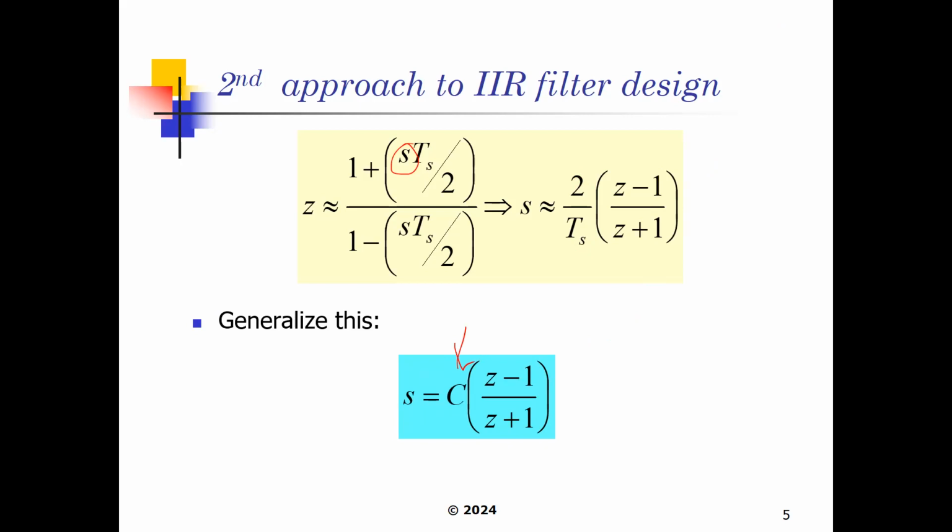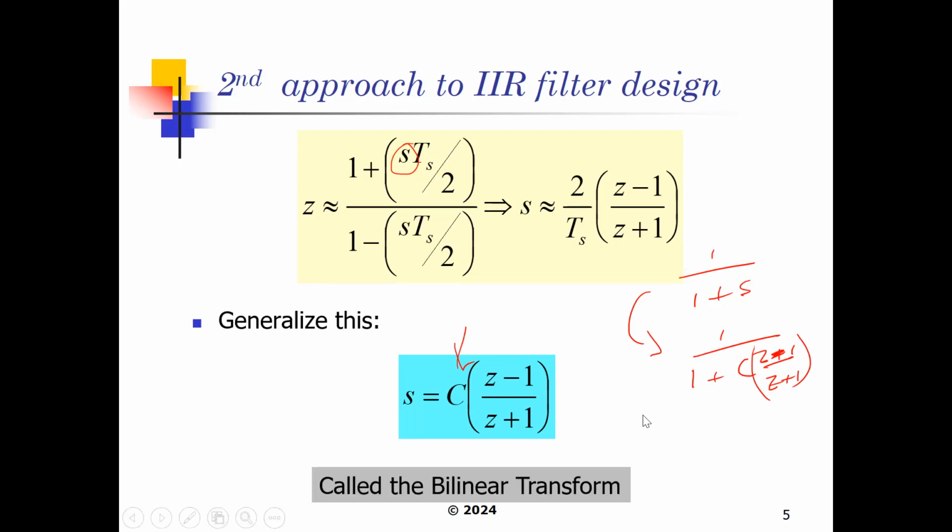So we're now getting into a place where, if I have 1 over 1 plus s, I now have a place where I could replace this and put it as 1 over 1 plus c, z minus 1 over z plus 1, right? And now I have a transfer function. Now this I could work out. So let's see how this is going to work now.